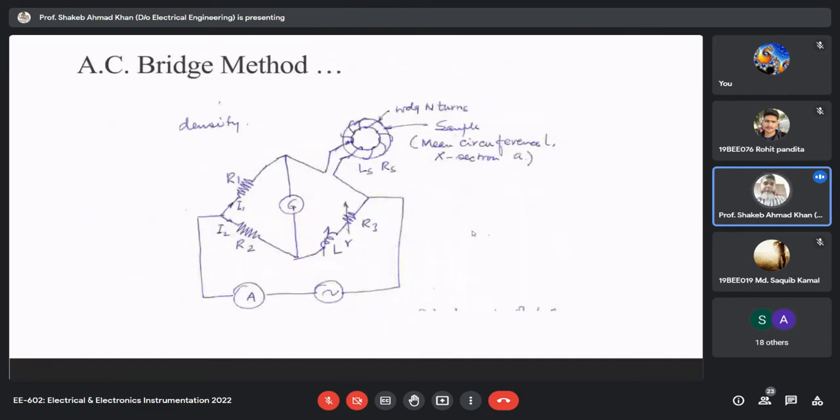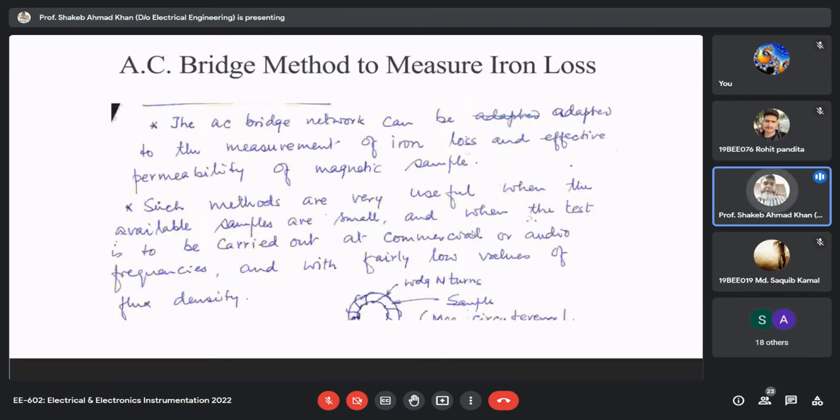Anyway, now I started the AC bridge method to measure. So there are two objectives. One is to measure, and the other is to separate. Once you are able to measure the iron loss, then you are required to separate it. So for that we had discussed the method.